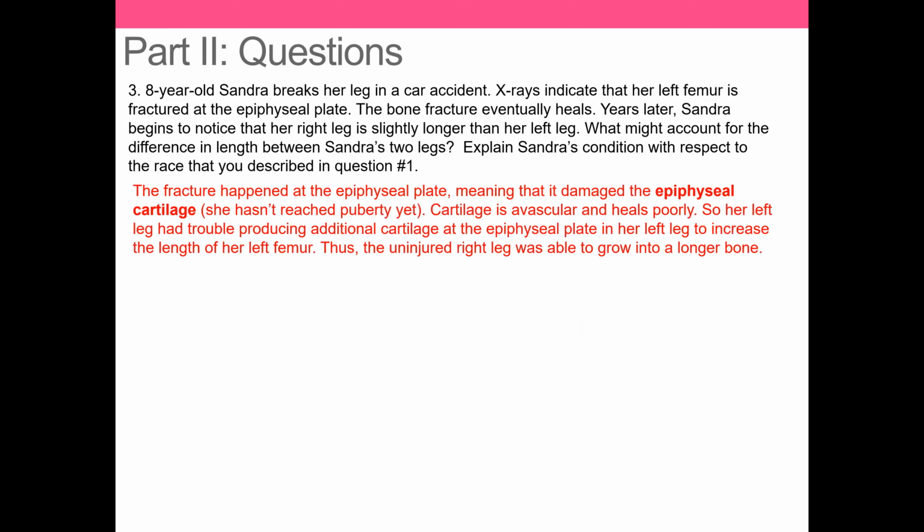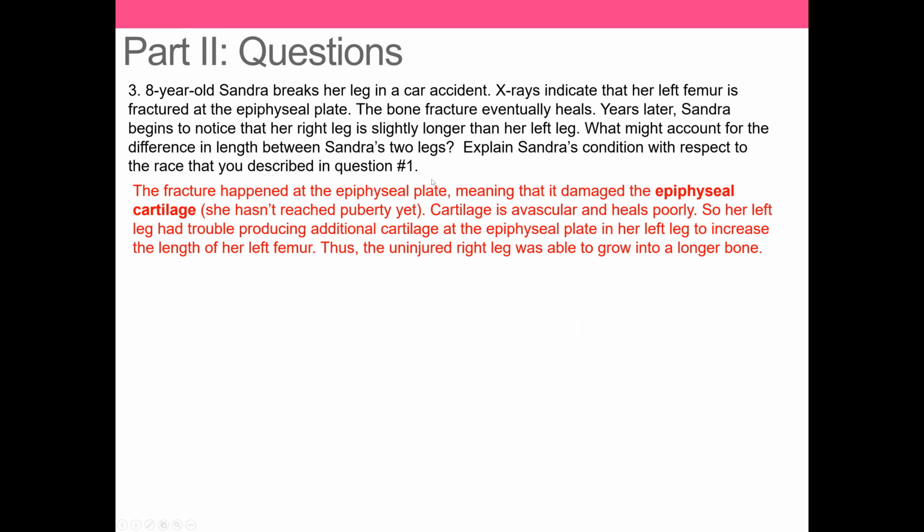So notice that it said the fracture happened at the epiphyseal plate. That means that more than likely the epiphyseal cartilage there was damaged. She hasn't reached puberty yet at age 8, so she should still have that epiphyseal cartilage in that location.